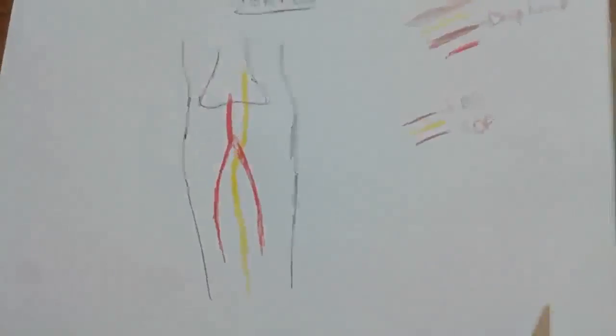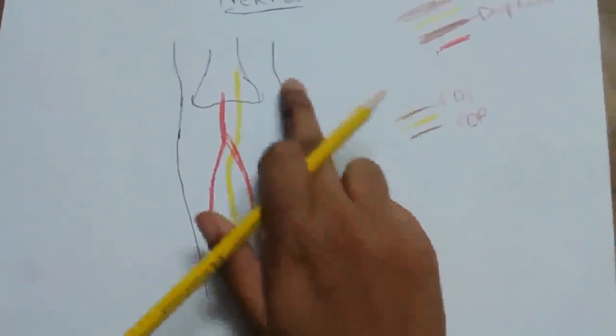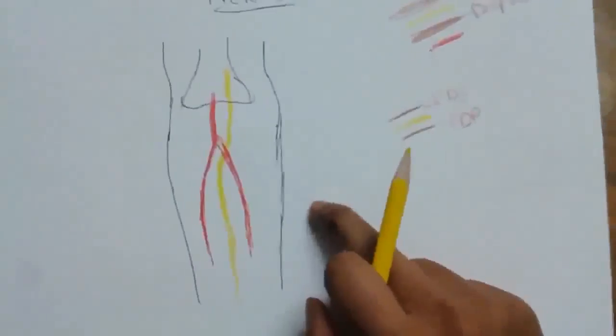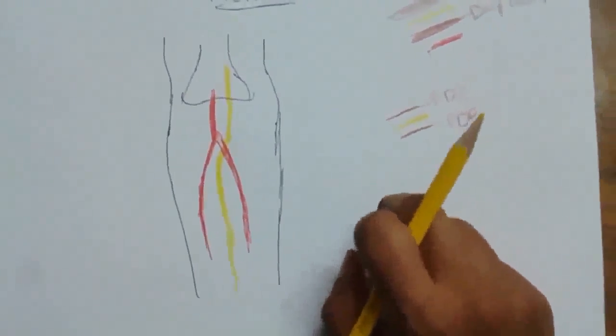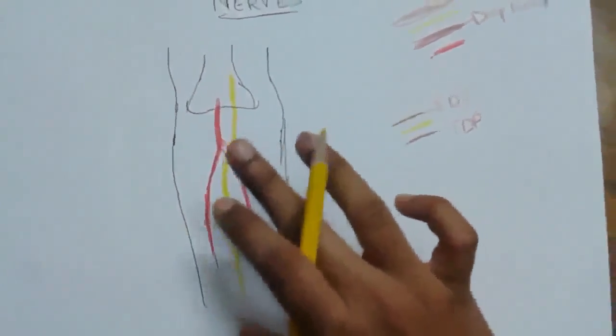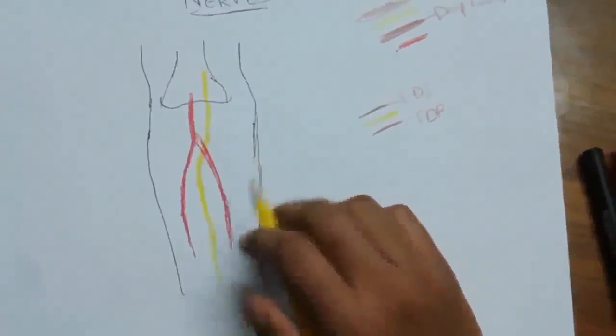Now branches. It's easy. It gives muscular branches. It supplies all the muscles which are present in the forearm, that means anterior compartment of forearm, except flexor carpi ulnaris and medial half of flexor digitorum profundus. Except them, it supplies the whole anterior compartment of forearm.